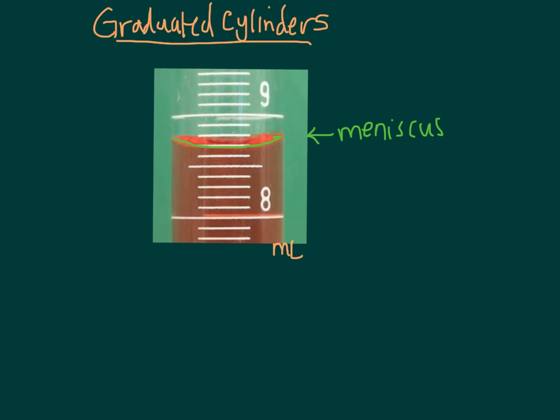So you want to make sure that you measure from the bottom of the meniscus. You never want to measure from the top of the curve right here. So no, not from there. You're going to measure from the bottom. So starting over, just to clear it up, you're going to measure from the bottom of the meniscus.